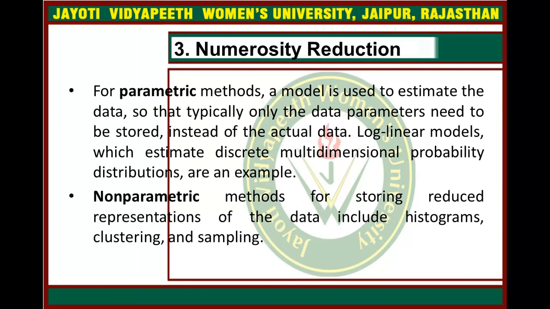For parametric methods, a model is used to estimate the data, so that typically only the data parameters need to be stored, instead of the actual data. Log-linear models, which estimate discrete multidimensional probability distributions, are examples of parametric models, whereas non-parametric methods for storing reduced representations of the data include histograms, clustering and sampling.